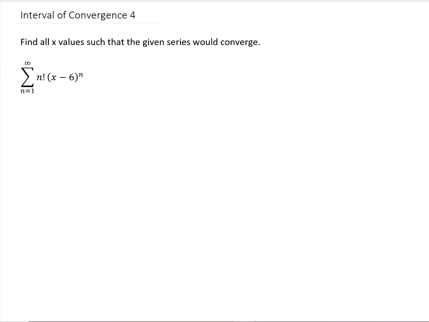Alright, here's another interval of convergence problem. We're going to find all x values such that the given series would converge. Now there's an n factorial in the numerator of this term inside of this series. So this might tip us off right off the bat that we're not going to have a very big interval of convergence here. But let's see what happens using the ratio test.